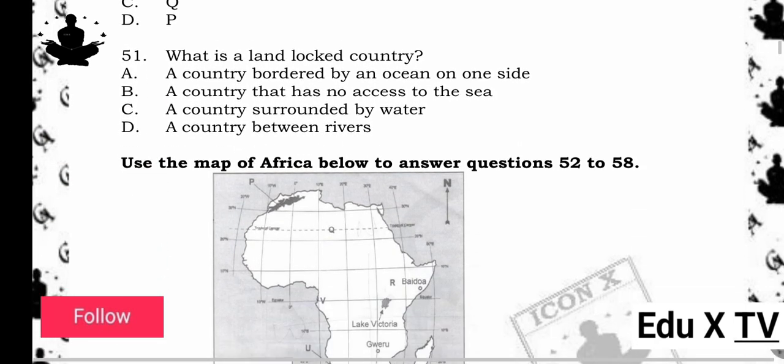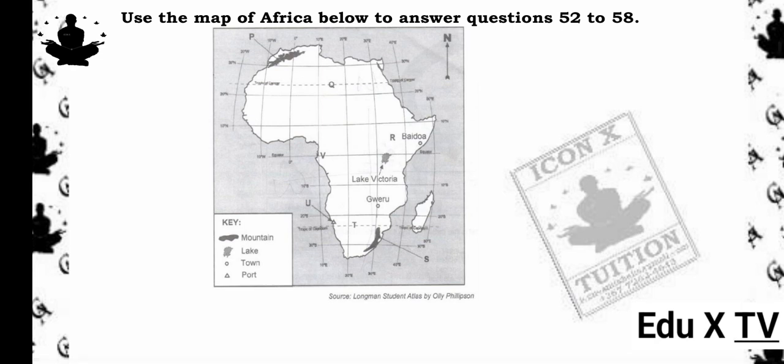51. What is a landlocked country? A. A country bordered by an ocean on one side. B. A country that has no access to the sea. C. A country surrounded by water. D. A country between rivers. The answer is B. A country that has no access to the sea. Reason being, a landlocked country is one that is completely surrounded by land and does not have a coastline or direct access to the ocean or sea. This can make trade and transport more difficult.